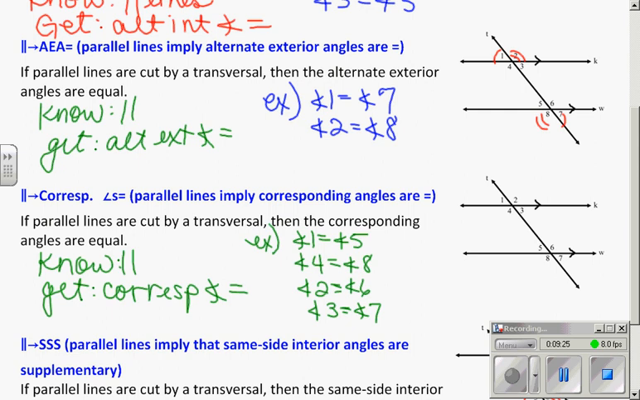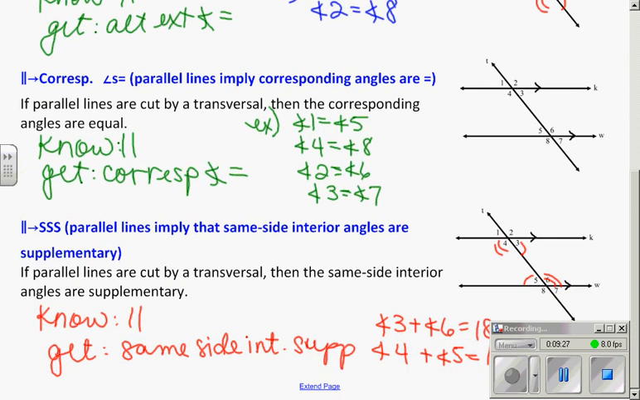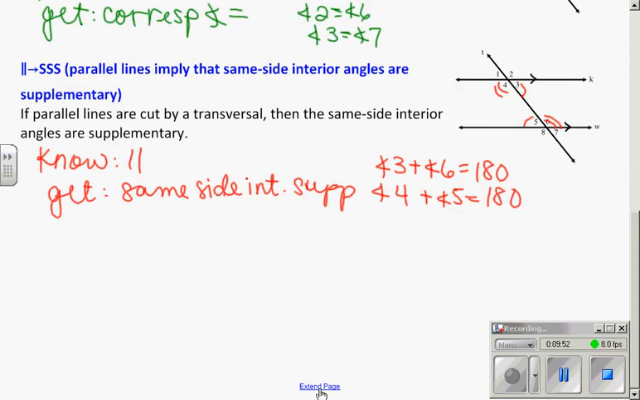Corresponding angles are equal, and there are 4 sets of corresponding angles. If I know parallel, I get that the corresponding angles are equal. These are going to be proof steps. So 1 and 5 are going to be equal. 4 and 8 will be equal. 2 and 6 are equal, and 3 and 7 are equal.